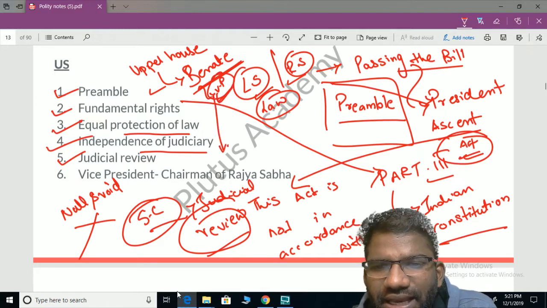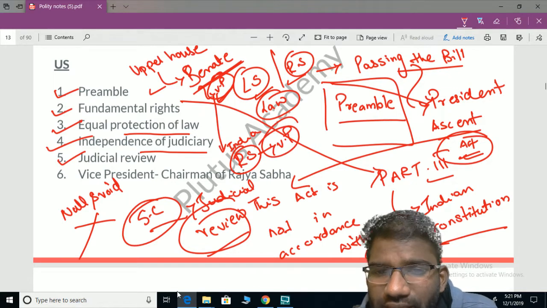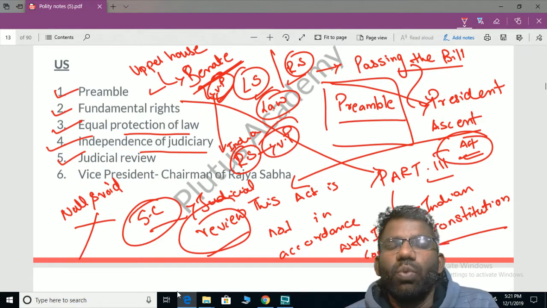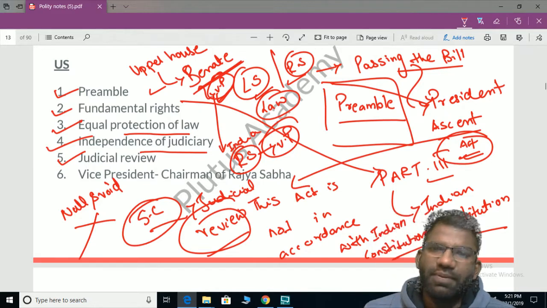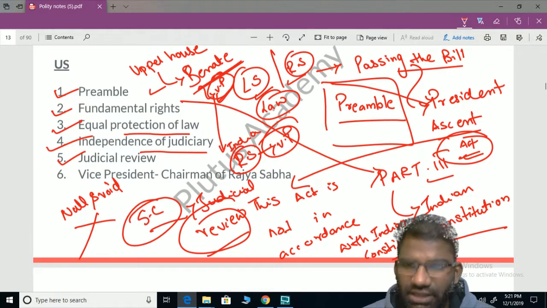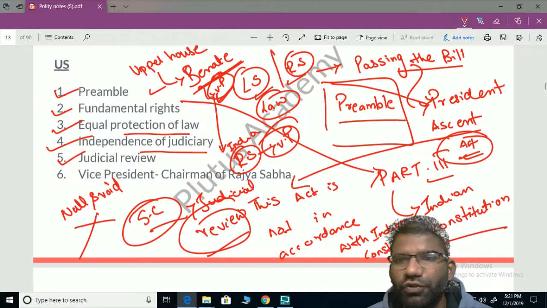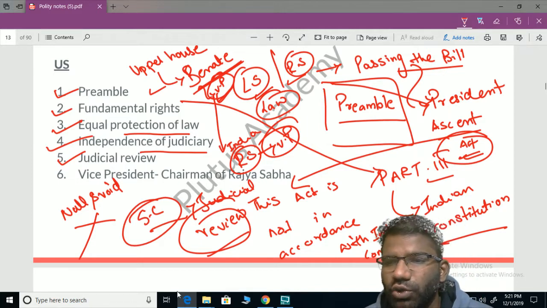Similarly, in India, the chairman of the upper house, that is Rajya Sabha, is the vice president. That means the chairman of the upper house is the vice president of India, whereas the chairman of the upper house in the United States of America is also the vice president. This was all about what we have taken or adhered from the Constitution of the United States of America and put into the Constitution of India.